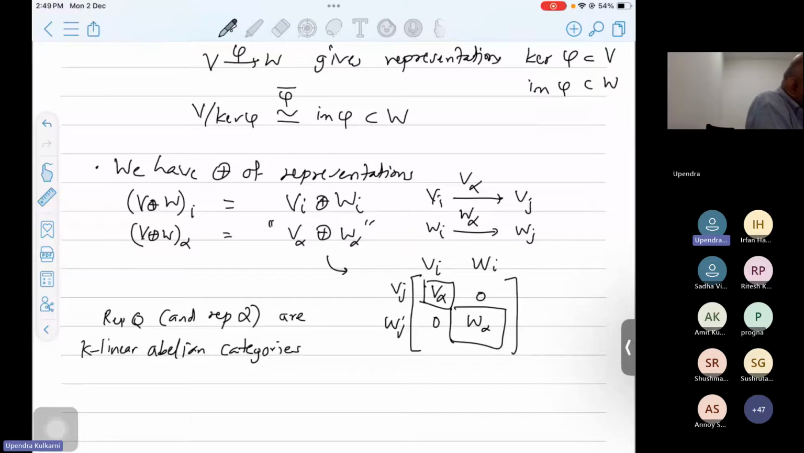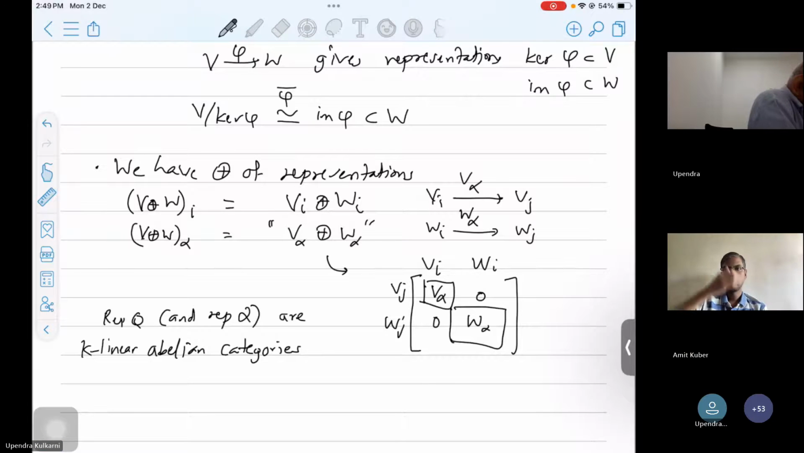And then it breaks up into two questions. What are the atomic blocks and how are they put together? In the case of vector spaces, we can say that the atomic blocks are just one-dimensional vector spaces, lines. And the way they are put together is by taking direct sum. That's exactly what a basis is. So can we do something like this?